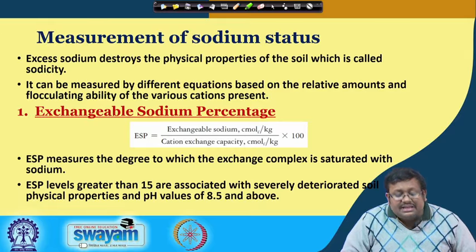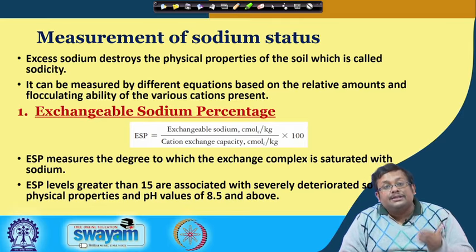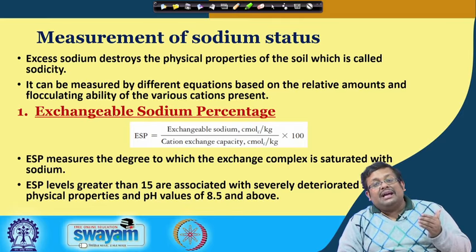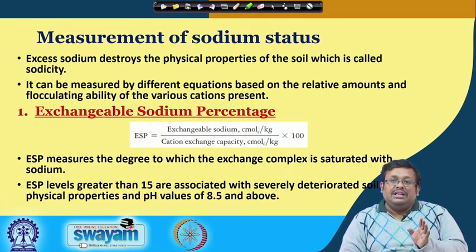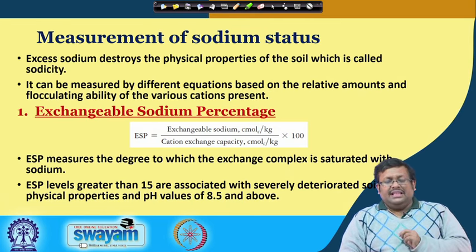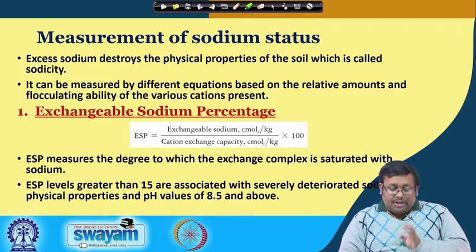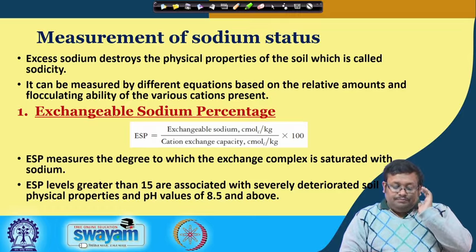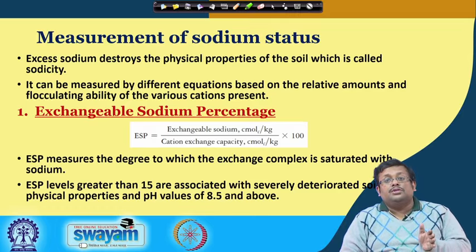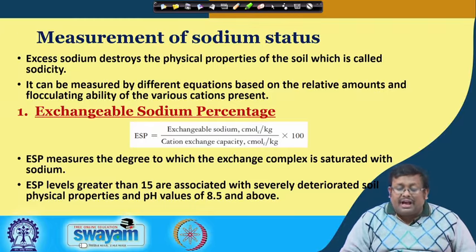So, ESP measures the degree to which the exchange complex is saturated with sodium. Remember that the cutoff value of ESP is 15. If the ESP value of a soil is greater than 15, then the soil is considered a sodic soil, and the pH values of those soils are generally greater than 8.5.